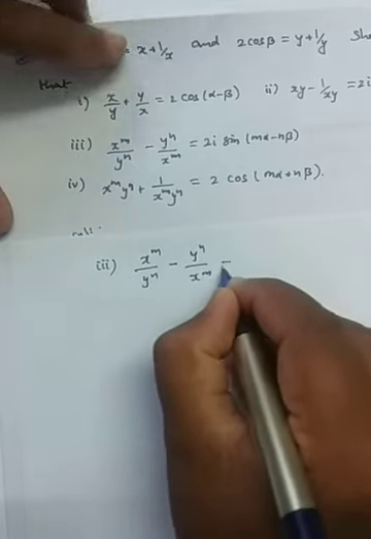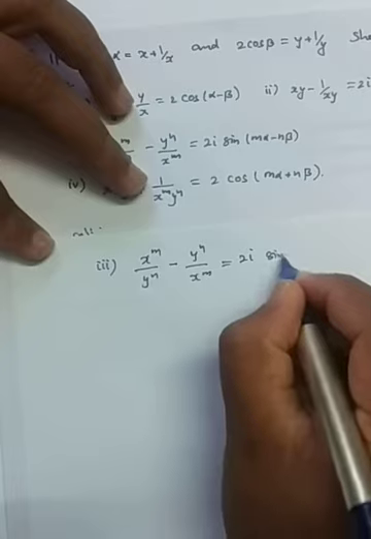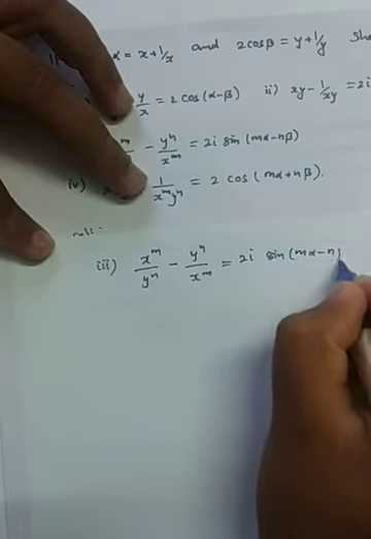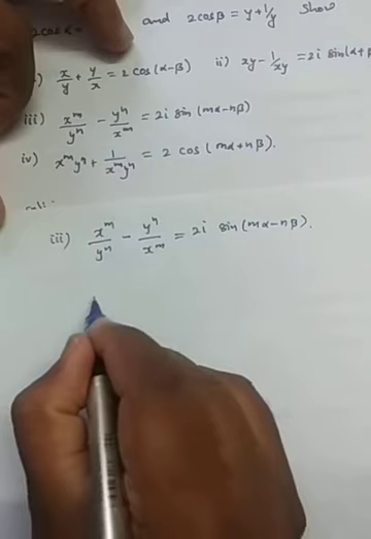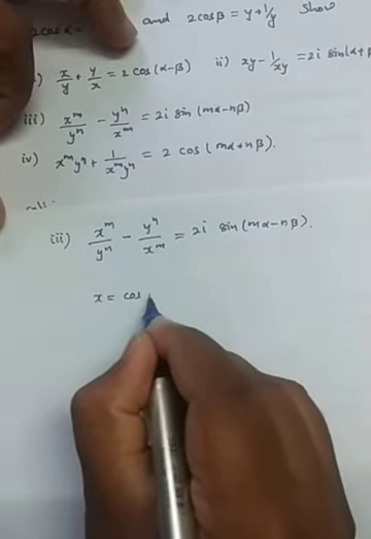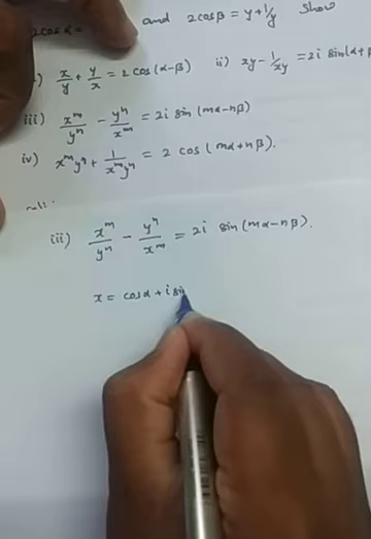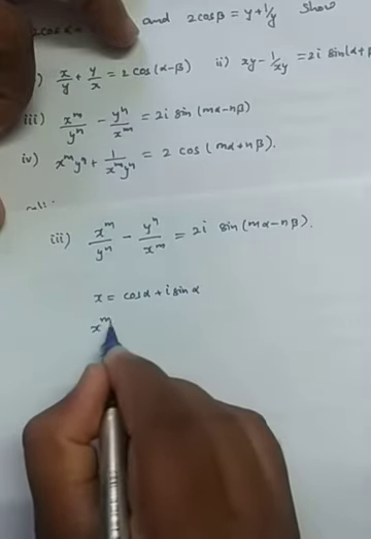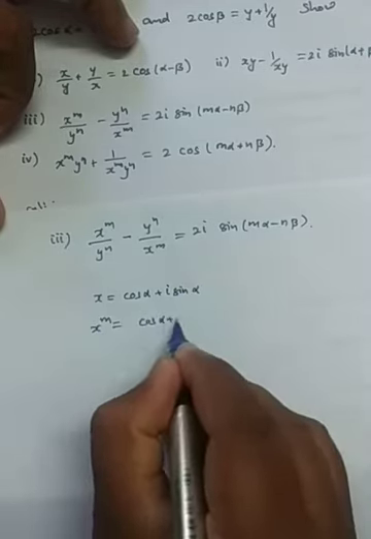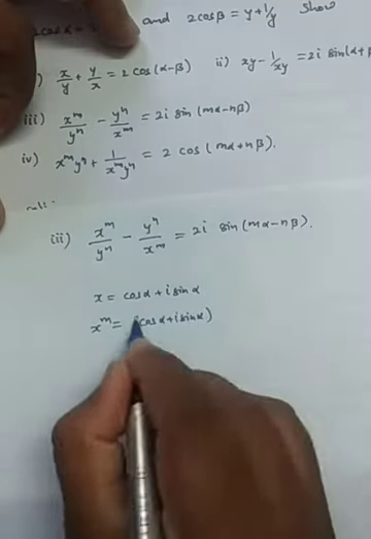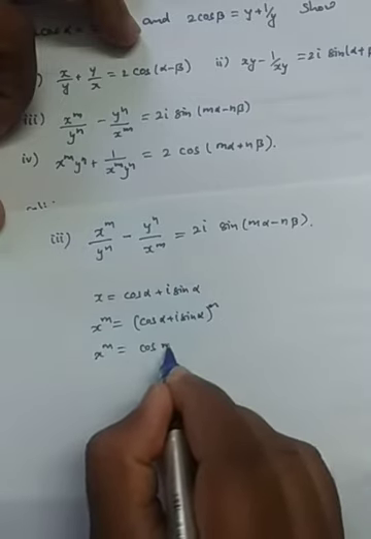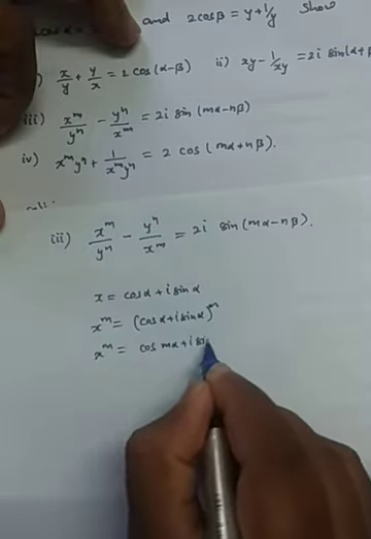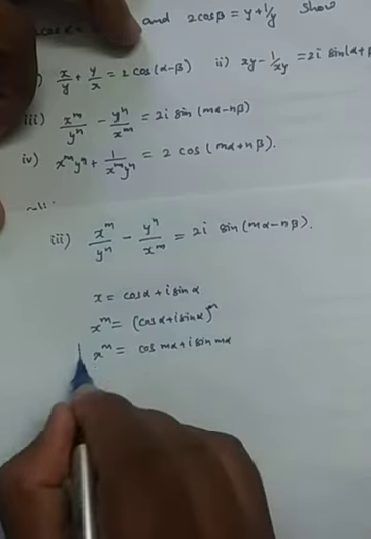The value we are getting is 2i sin(mα − nβ). This is the thing we need to prove. First I will take the x value. What's the x value? cos α + i sin α. Then x^m is (cos α + i sin α) to the power m, which becomes cos mα + i sin mα. This is the x^m value.